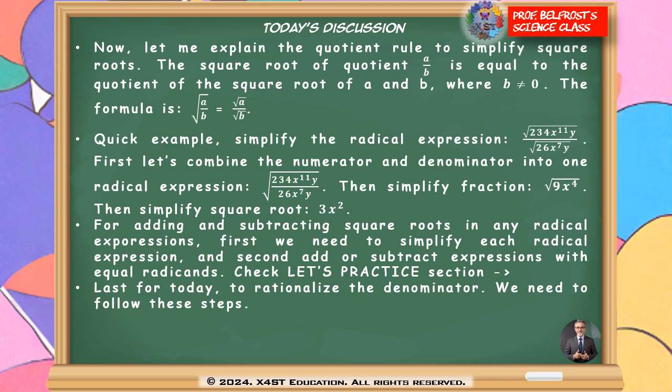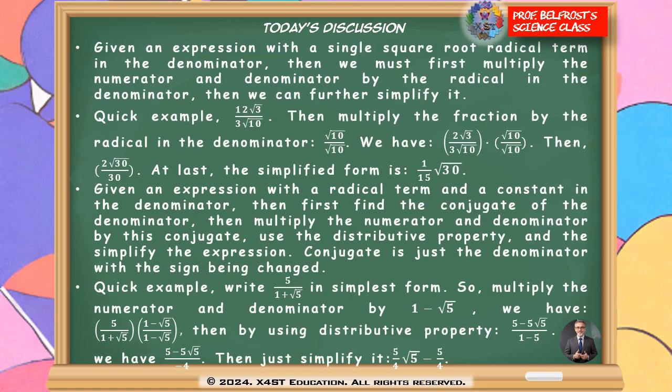For adding and subtracting square roots in a radical expression, first we need to simplify its radical expression, and second, add or subtract expressions with equal radicands. I'll give the example in the let's practice section. Last for today, to rationalize the denominator, we need to follow these simple steps. If you're given an expression with a single square root radical term in the denominator, then we must first multiply the numerator and denominator by the radical in the denominator. Then we can further simplify it.